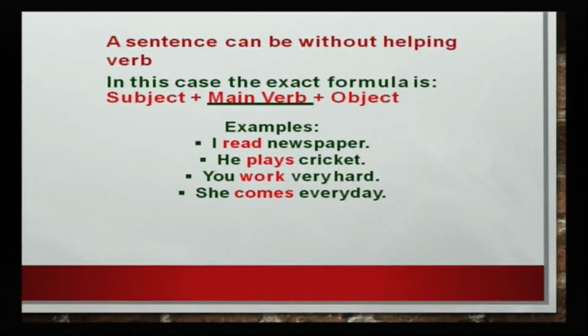So, this was the universal formula for a sentence in English: subject, verb, object. I am sharing some examples with you, something like I read newspaper, he plays cricket, you work very hard, she comes every day. So, this is your simple affirmative sentence and you do not have any helping verb in these sentences.